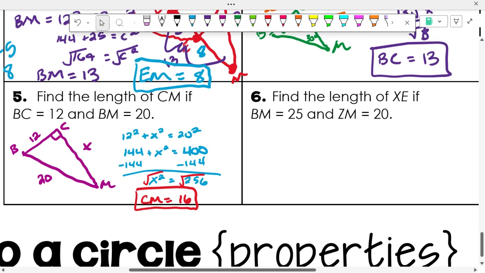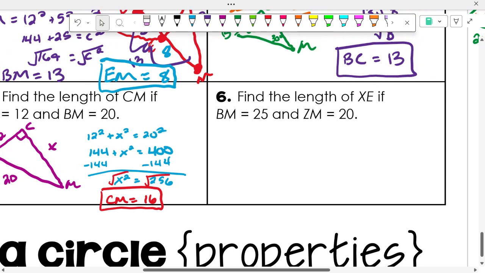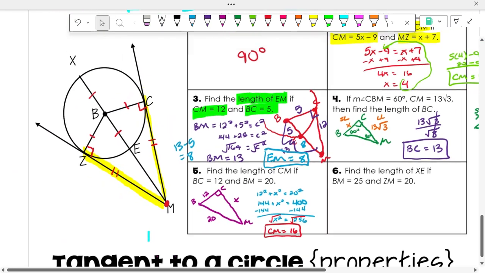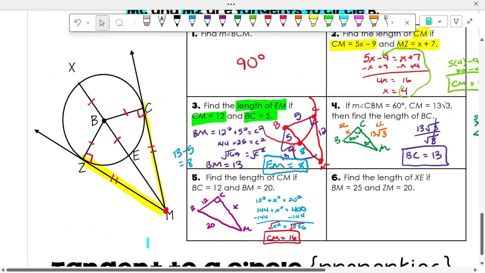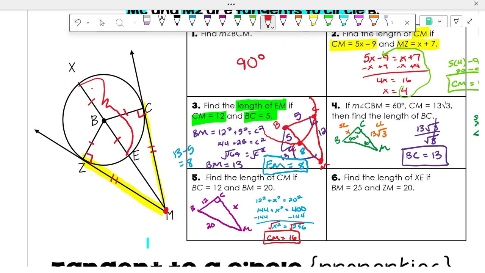All right, last one. So find the length of XE if BM is 25 and ZM is 20. Now, since it's the last one, I'm going to mark up this picture. So we're finding the length of XE. So this right here. If BM, so if this length is 25 and this length is 20.